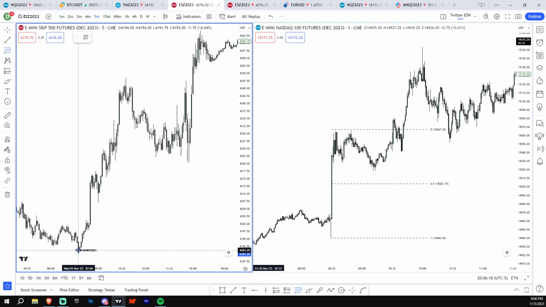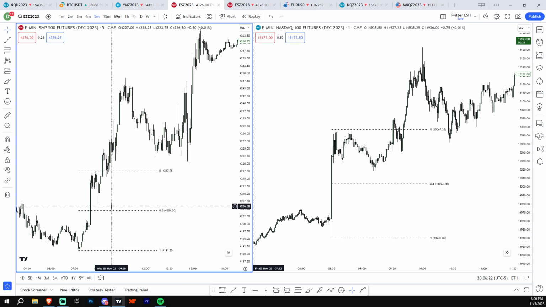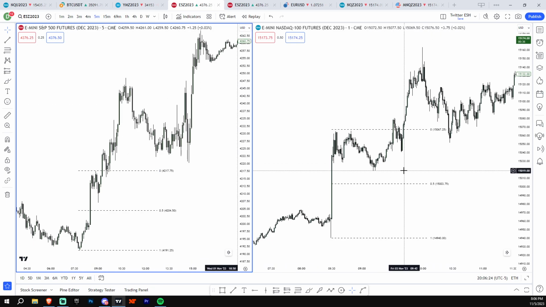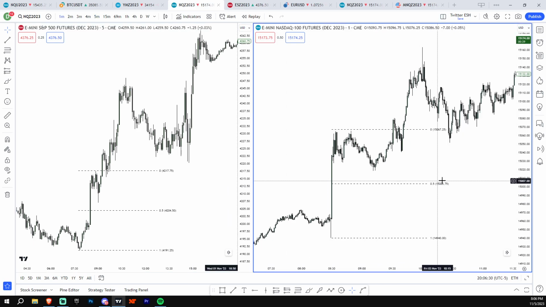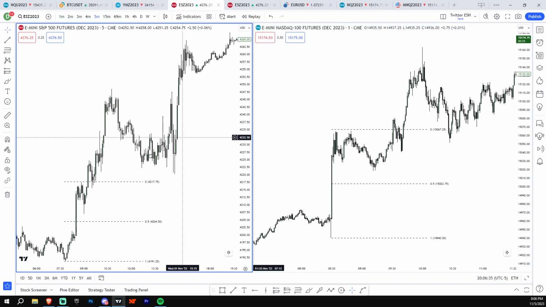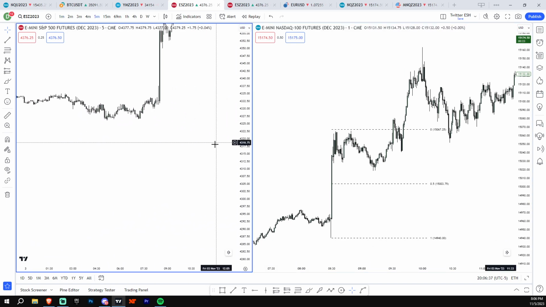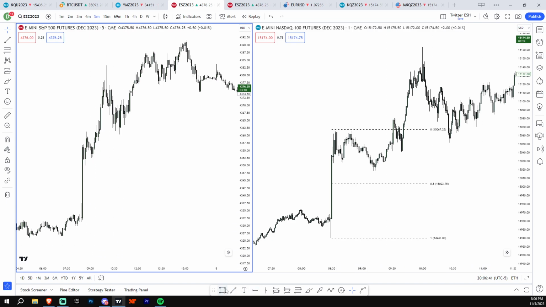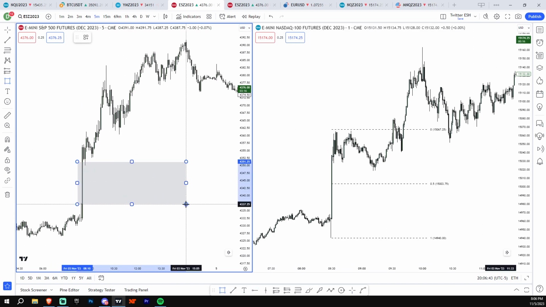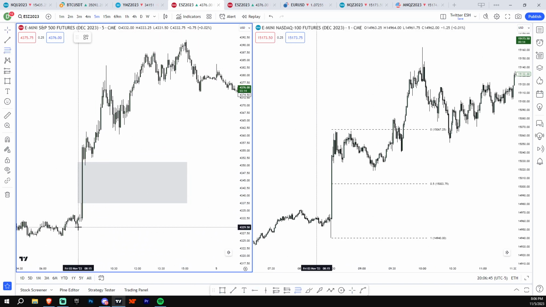On any normal day, if I'm looking for a long, I typically want us to at least wick into this discount. But if there's any SMT, where's the crosshair? One second. I just realized I'm an idiot. Okay, this is right here. Look, if I see there's an SMT anywhere, that's the only exception where I do not look for a move to discount.